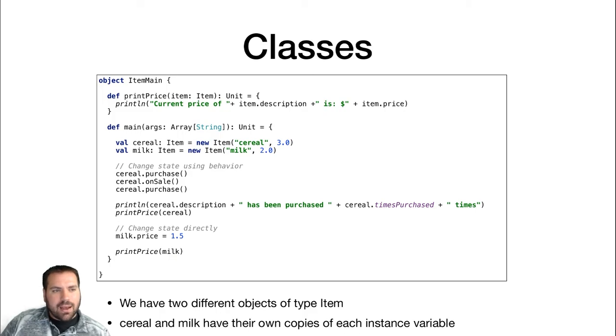After we set milk price to 150 and call print price milk, now item is assigned the reference of the milk object of that particular item. So now it's going to be current price of item.description. This was called with milk. Current price of milk is milk. The price was updated here, so this 2.0 was overwritten, and it's 1.5. The price is $1.50.